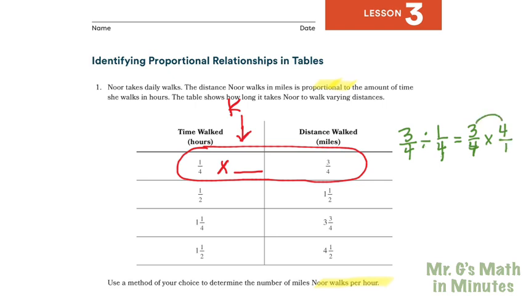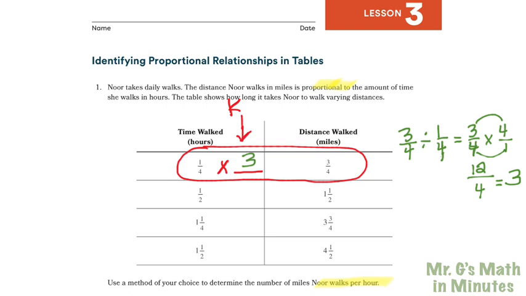We've got 3 times 4, which is 12. 4 times 1, which is 4. And then this improper fraction is 12 divided by 4, which gives us a constant proportionality of 3. So our constant of proportionality is going to be 3.